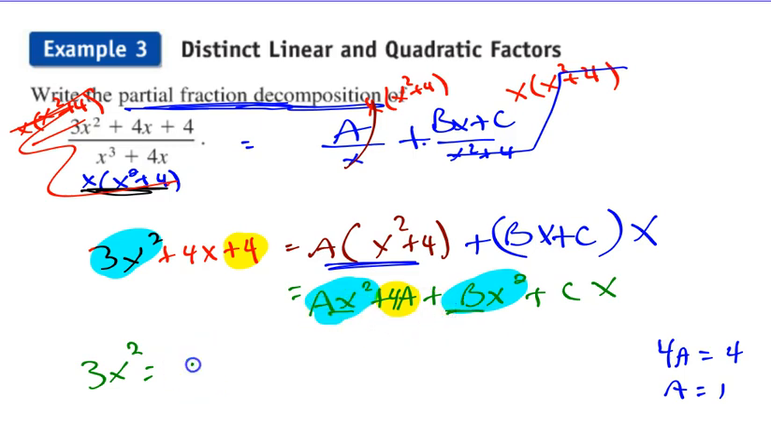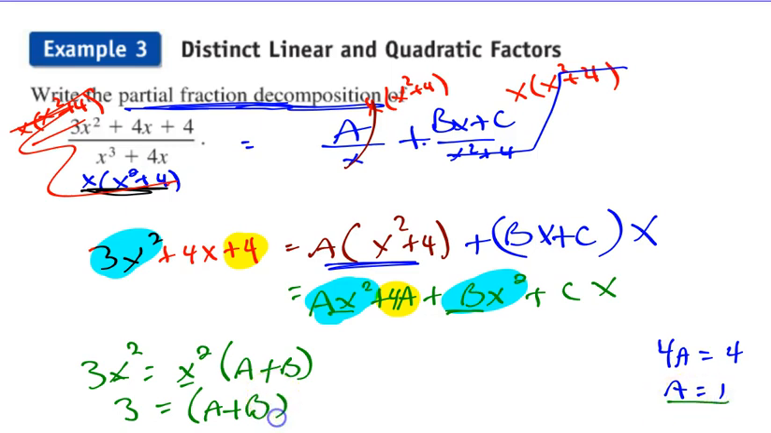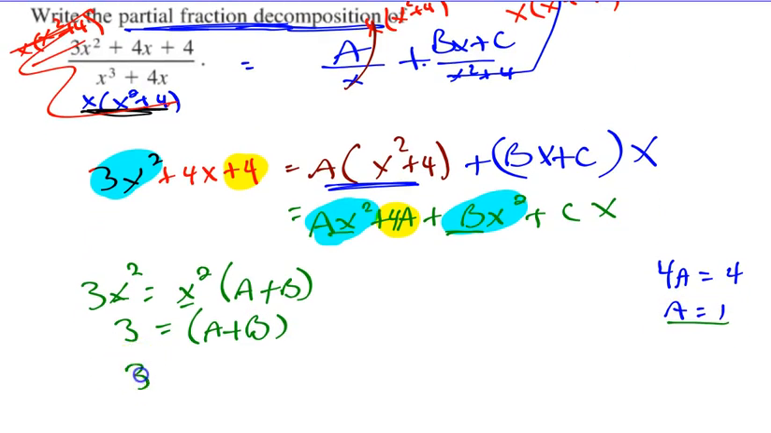Let's pull out an x squared, and let's leave it with a plus b. Since x squared equals x squared, I know 3 has to equal a plus b. But we've already solved for a as 1. So I would say 3 is equal to 1 plus b, or b equals 2.